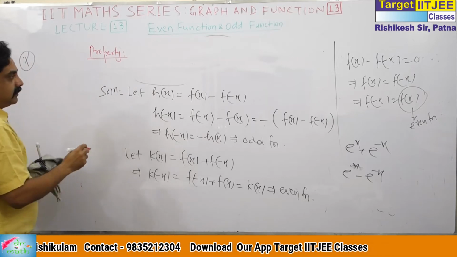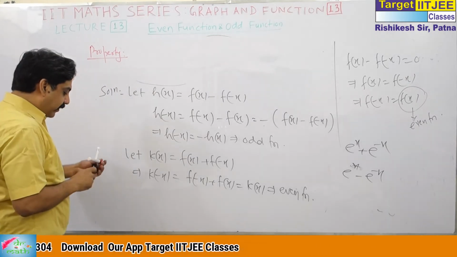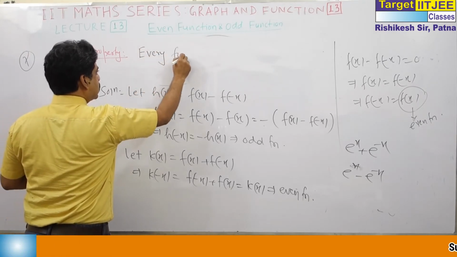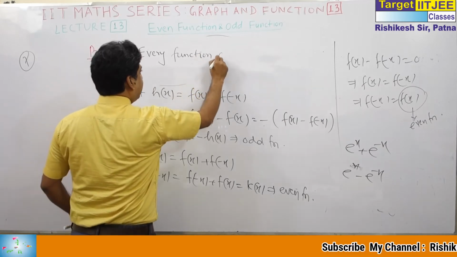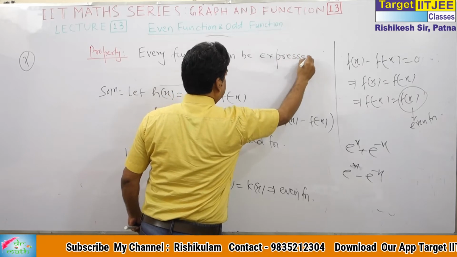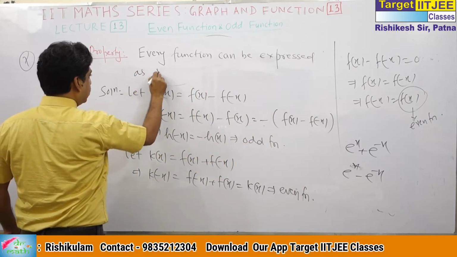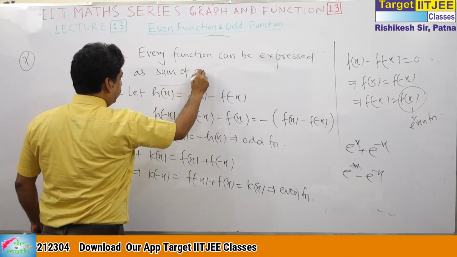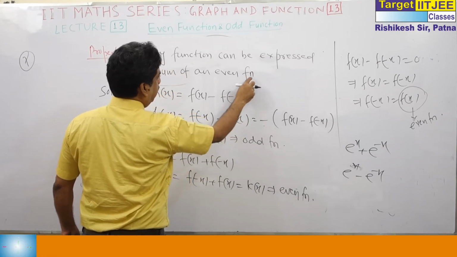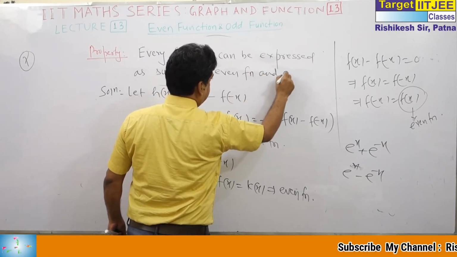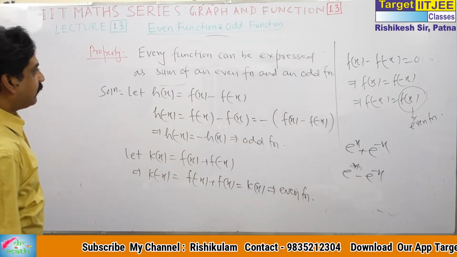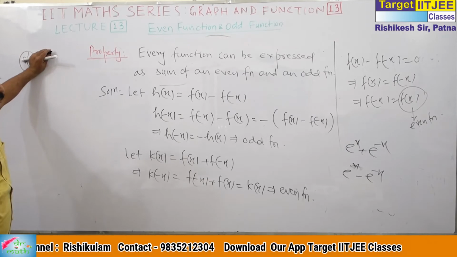See, the property. Every function can be expressed as sum of an even function and an odd function. For function writing, I am writing f, and an odd function. Every function can be expressed as sum of an even function and odd function.